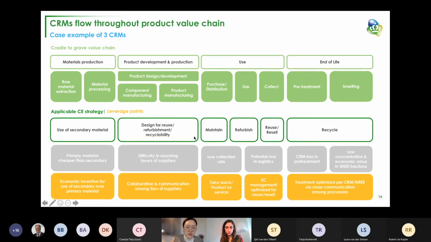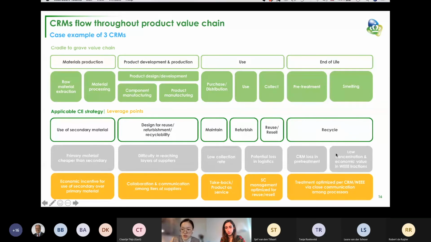And in terms of design for reuse and refurbishment, it's very hard for service providers or the partners at the later part of the value chain to reach out to the very first tiers of the suppliers to communicate with them how the design can be improved from the beginning. Therefore, collaboration and communication among different tiers of suppliers are very crucial for this strategy. And of course, a take-back system or product-as-a-service system will improve the collection rate of the products, which helps CRM recovery in the end.